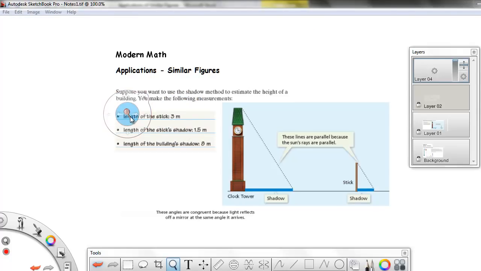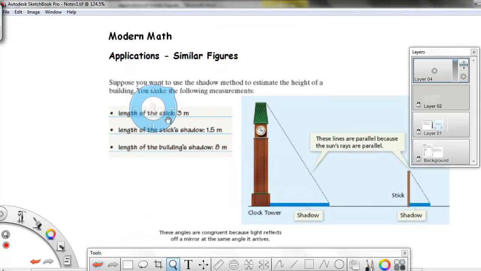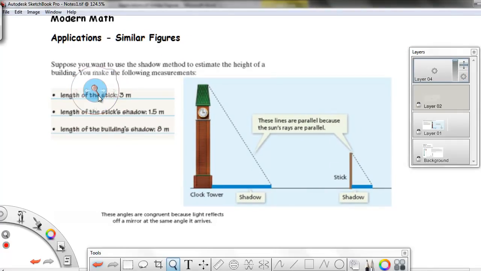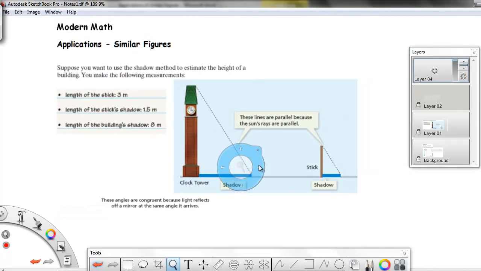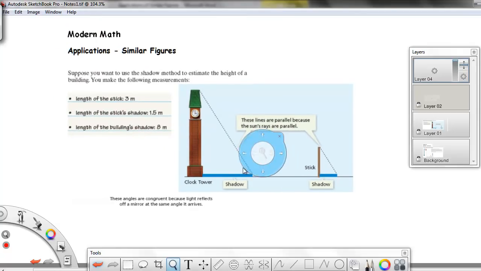Well, welcome everyone. This video is going to go over the worksheet that you're going to be doing today. It's applications of similar figures. And you can take notes on this video. It will help you and it'll also count for part of your grade. Again, we're just going to be using similar triangles. And so let's go ahead and get started.